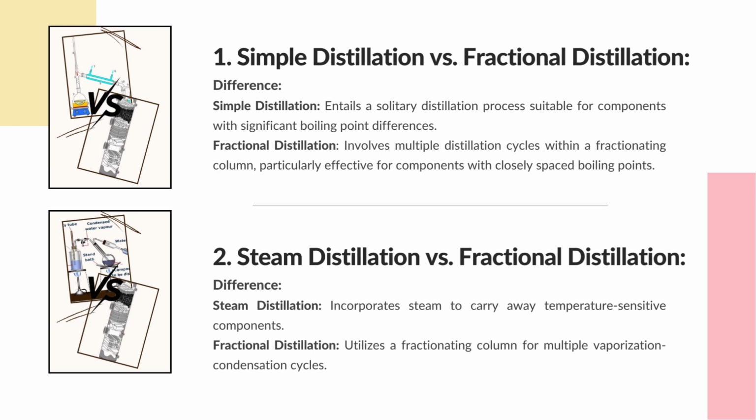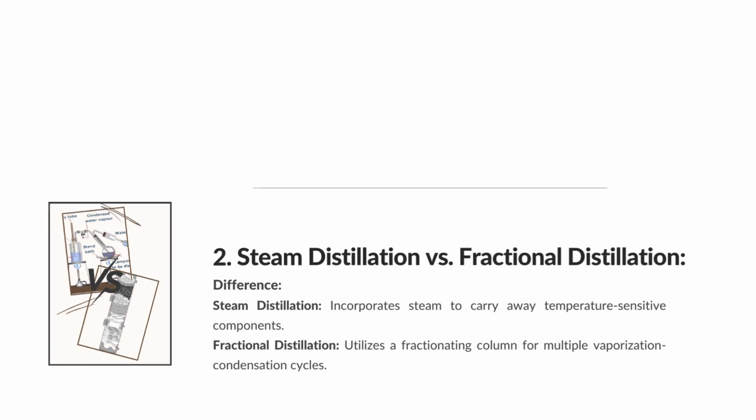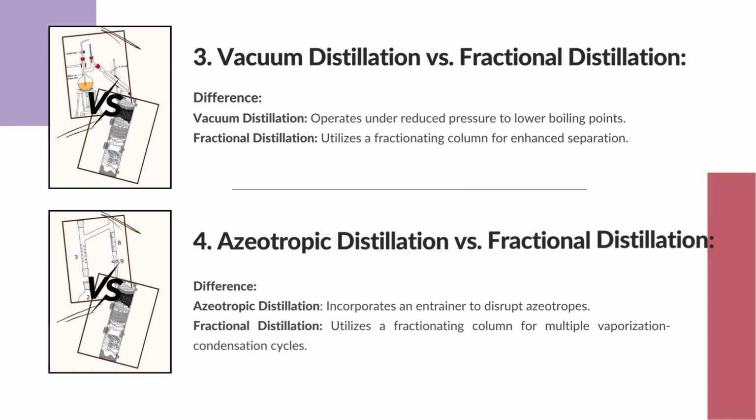Now talking about the third type of comparison, which is between vacuum distillation and fractional distillation. So guys, vacuum distillation operates under reduced pressure to lower the boiling points, while fractional distillation utilizes a fractionating column for enhancing the separation.